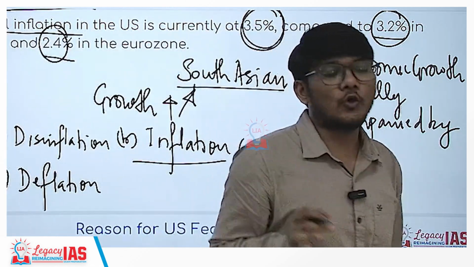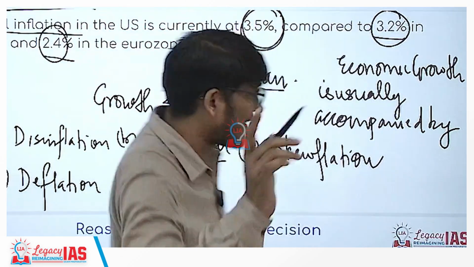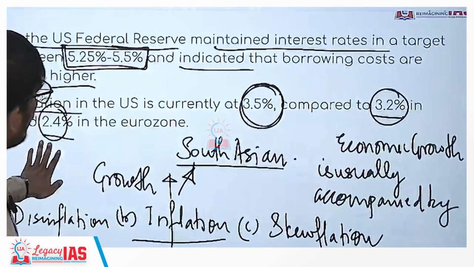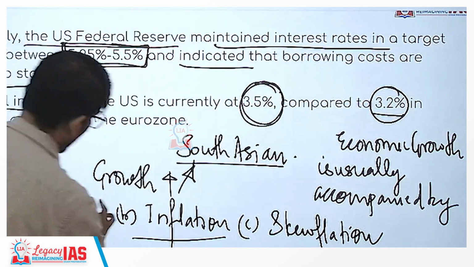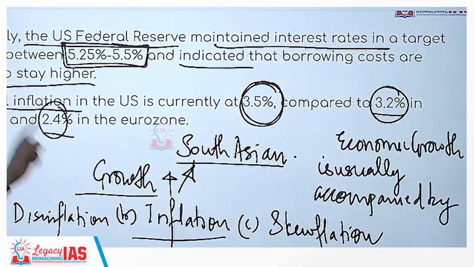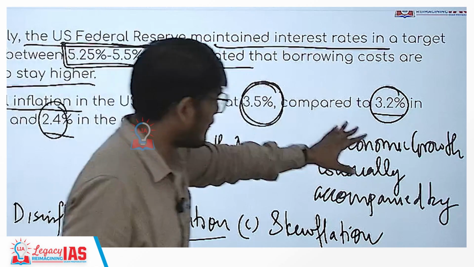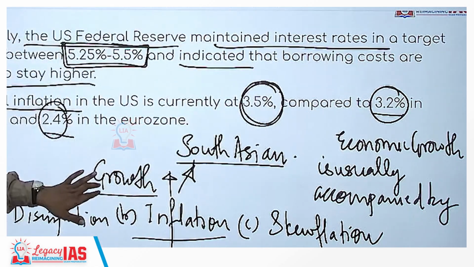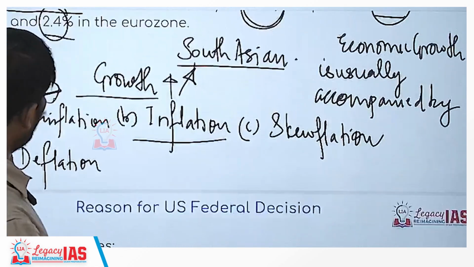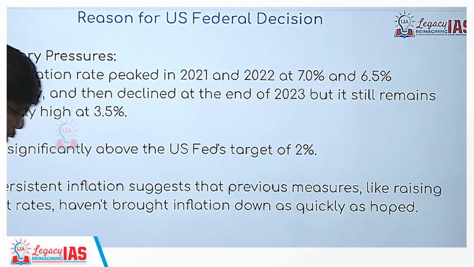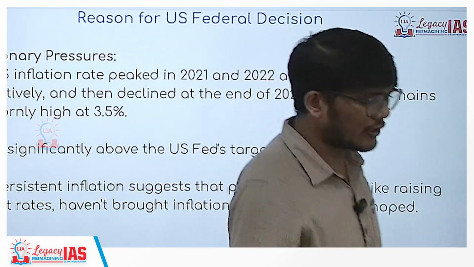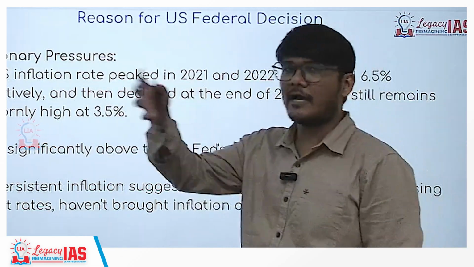Economic growth is usually accompanied by inflation, and hence you can see the correlation. South Asian economies have higher inflation and also a higher growth rate. The Western economies have lower inflation and also a lower growth rate. Anyways, so presently it has maintained the range of 5.25 to 5.5 and says that in the recent coming future, it can be higher.